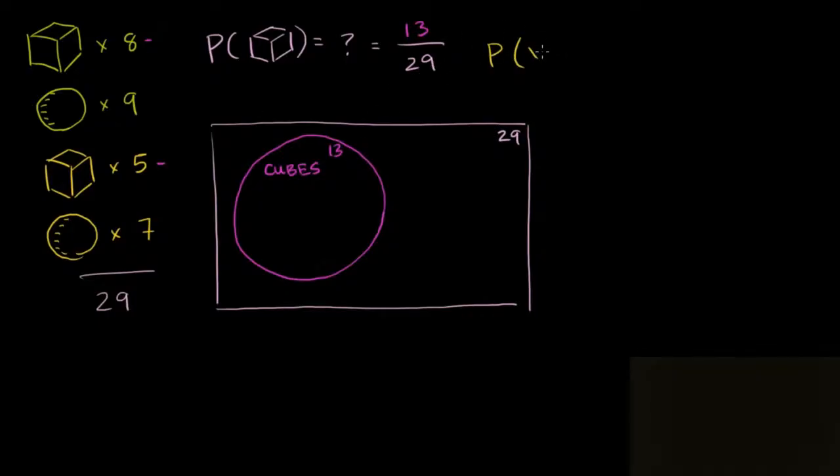What is the probability of getting a yellow object, either a cube or a sphere? So once again, how many things meet our conditions here? Well, we have 5 plus 7. There's 12 yellow objects in the bag. So we have 29 equally likely possibilities, and of those, 12 meet our criteria.